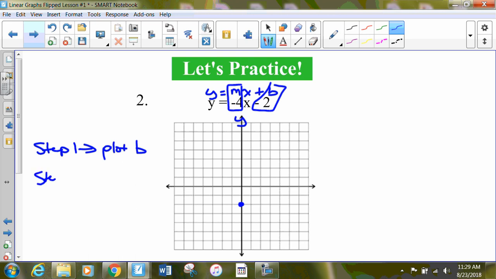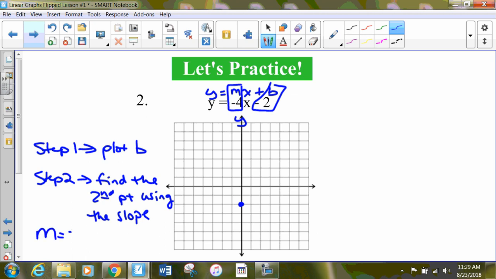So step 2 is find the second point using the slope. And we've learned that if the slope just has one part to it, that's our rise, and we have to put a 1 underneath. Because if we put -4 divided by 1 in our calculator and hit enter, we get -4. So we're just writing it in this way so that it reminds us that we have a rise and a run.